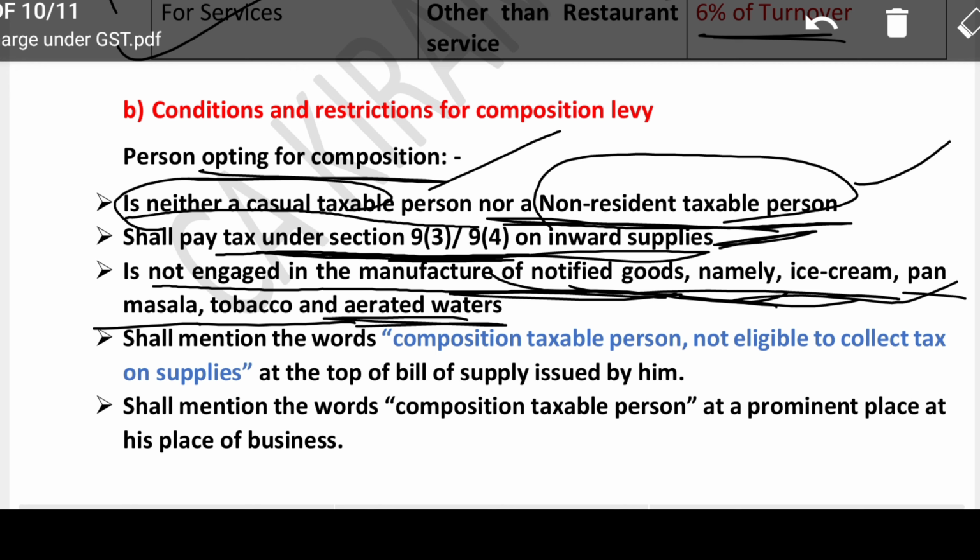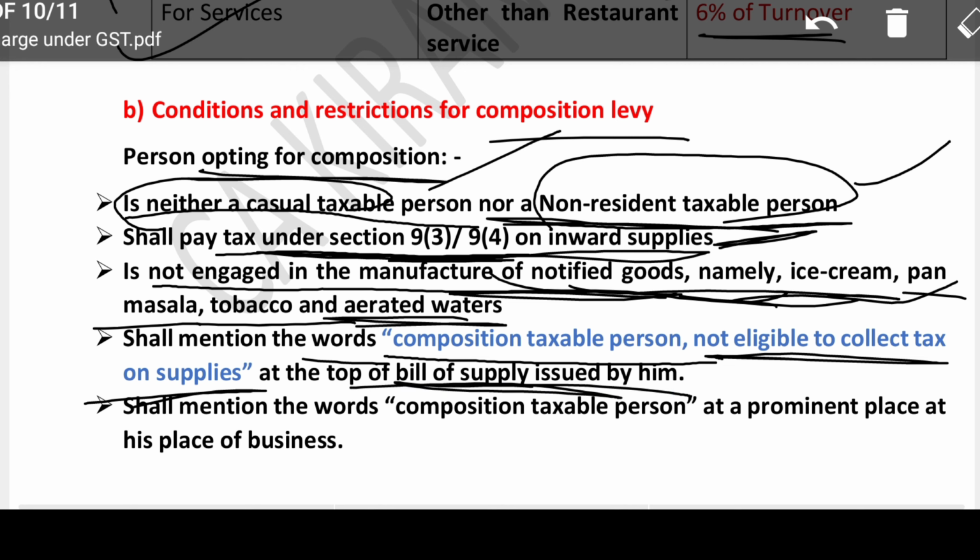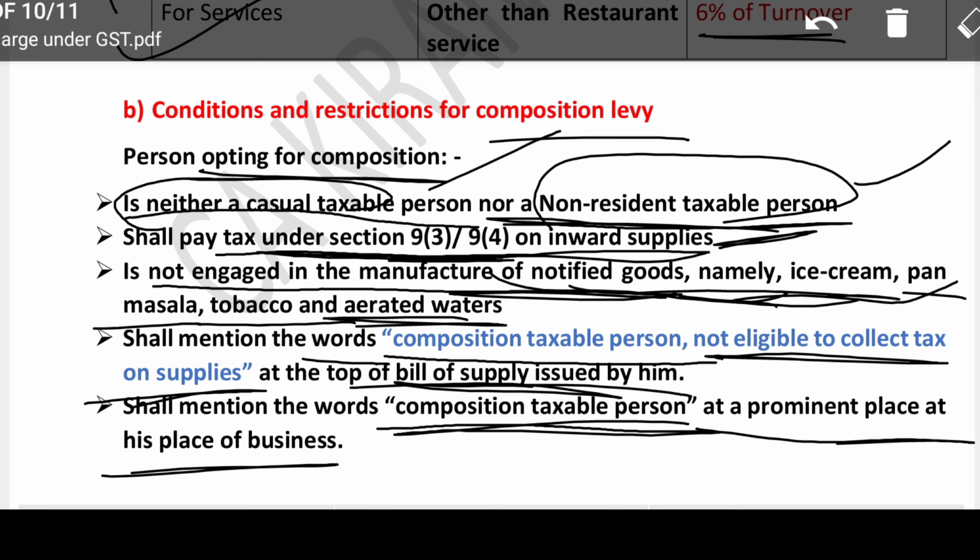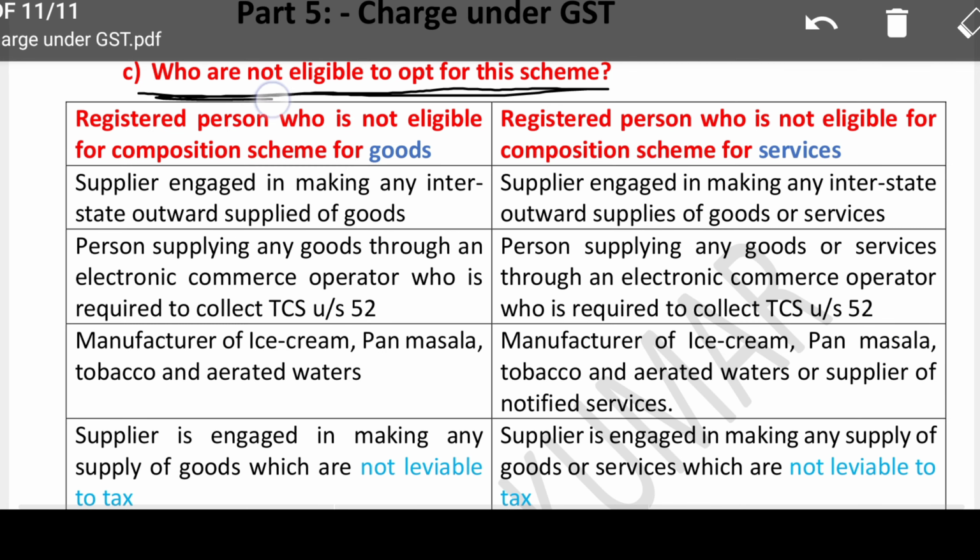The person who opted for this scheme shall mention the words "composition taxable person, not eligible to collect tax on supplies." At the top of the bill of supply, you have to mention these words, saying that we are composition taxpayers and we are not eligible to collect any tax on supplies. And you shall mention the words "composition taxable person" at a permanent place at his premises, both in case of goods and in case of services.